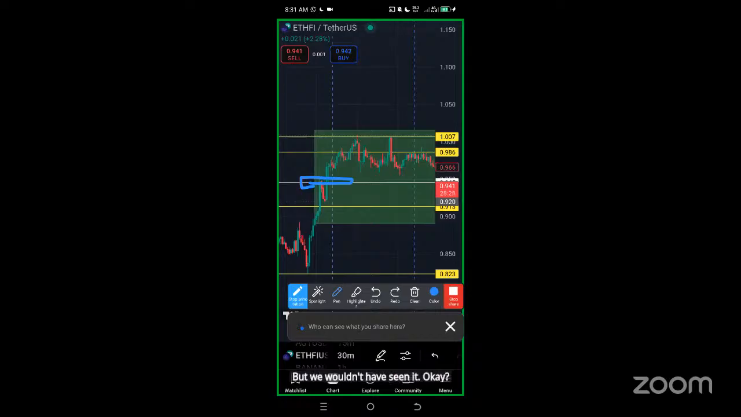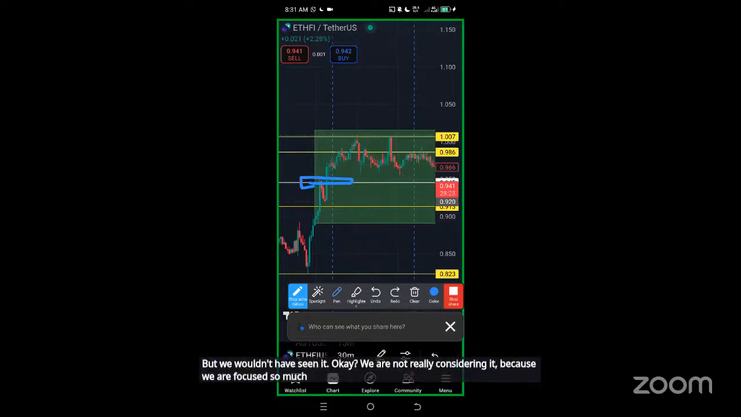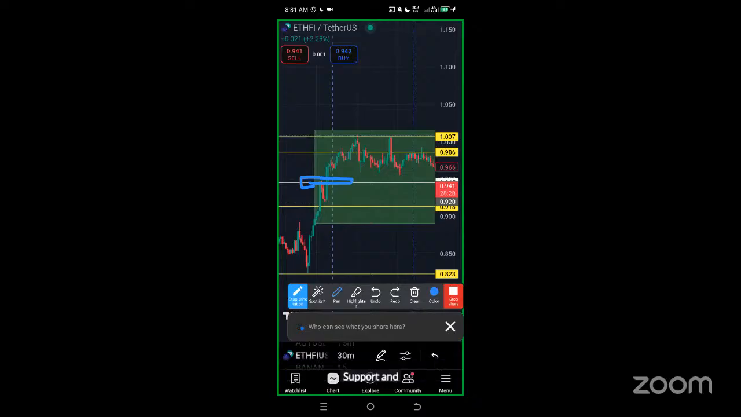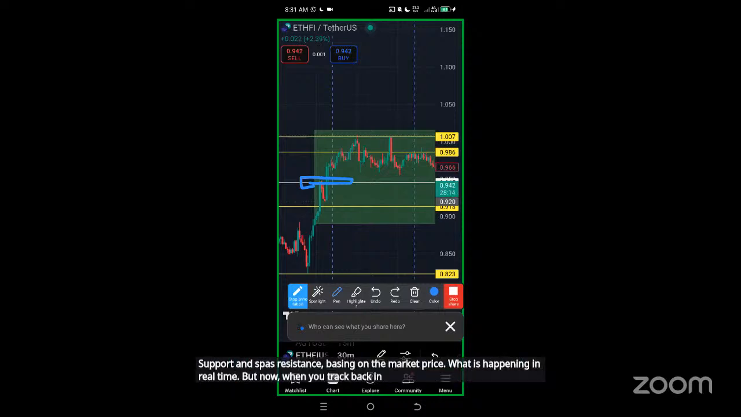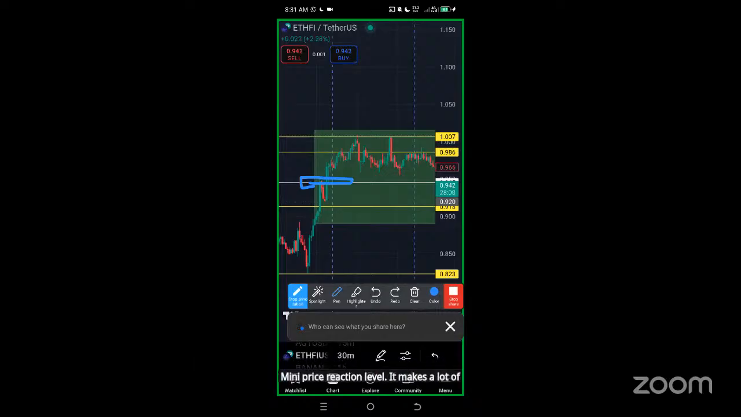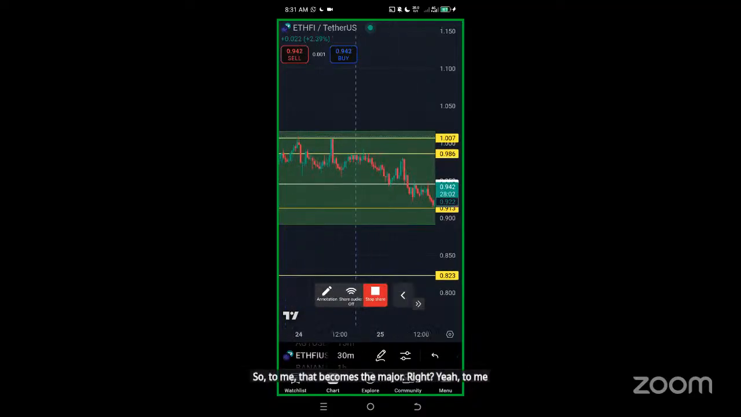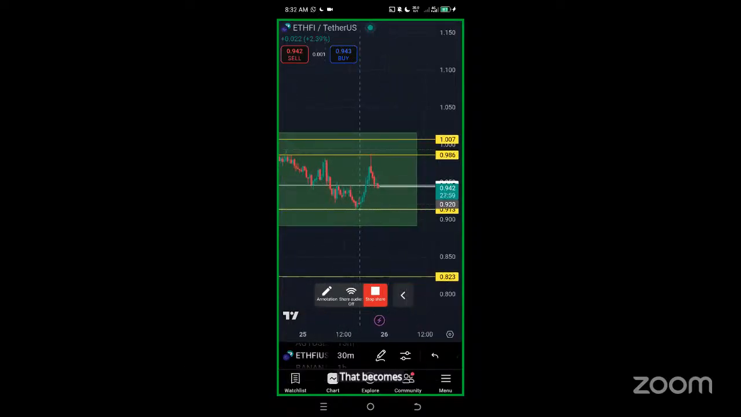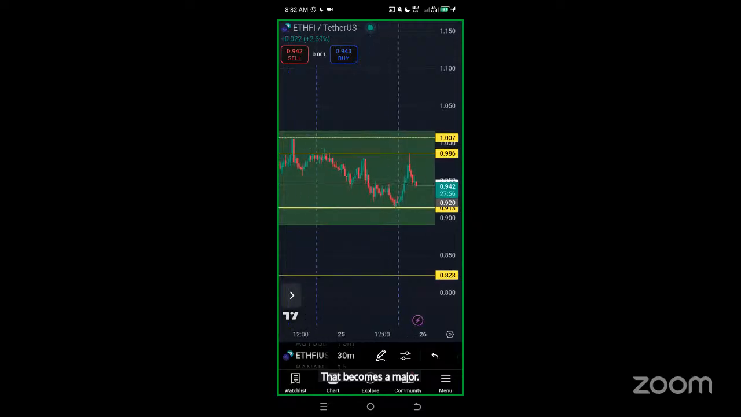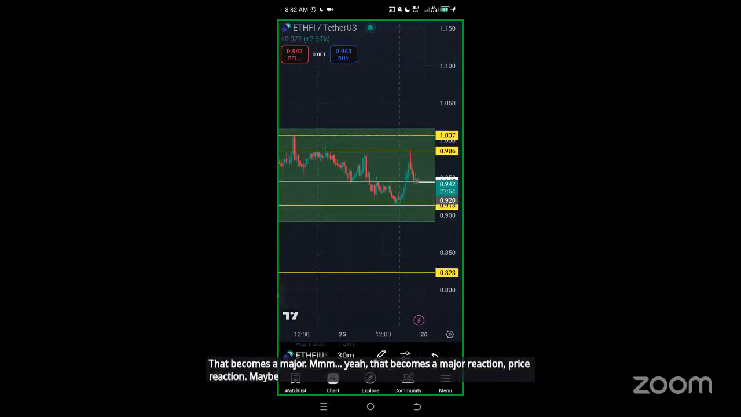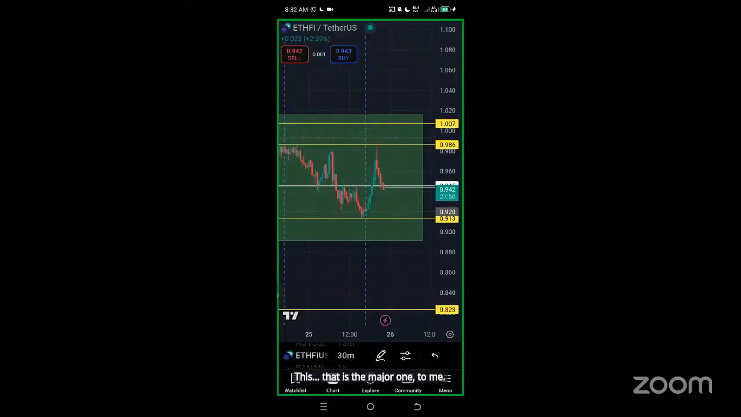We are not really considering it because we are focused so much on identifying our first support and first resistance, basing on the market price, what is happening in real time. But now, when you track back in history and we identify this mini price reaction level, it makes a lot of sense. It guides you so much. So to me, that becomes a major price reaction level, which is in between resistance 1 and resistance 2.